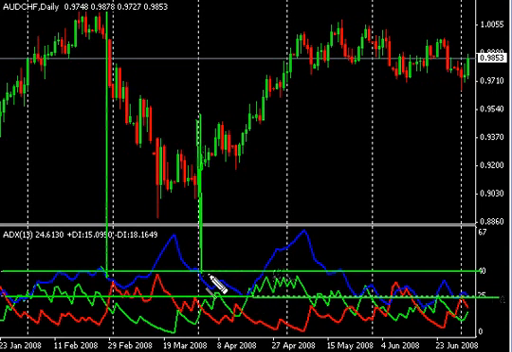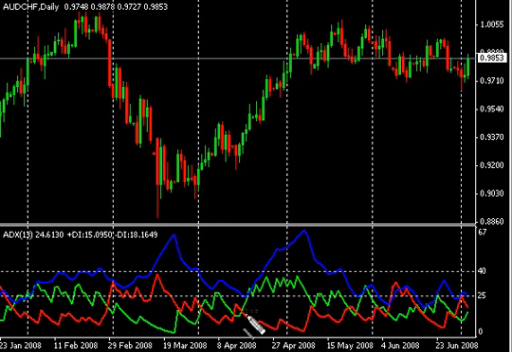Okay, now we come down and then it bounces off the 20 here. We have a green cross upward. That's a buy signal. The DMI line comes down to 20 and then it takes off again. Let's just say right now we have a confirmation.